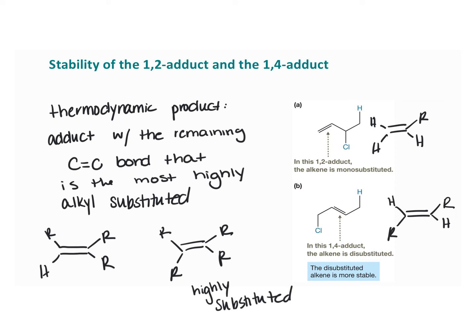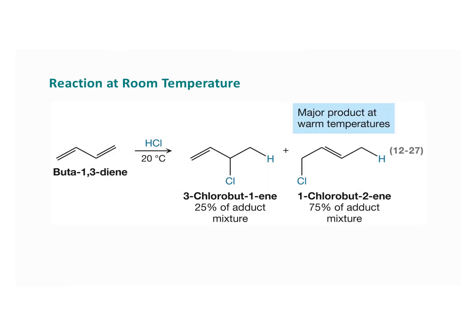thermodynamic product. When the reaction is carried out at room temperature under thermodynamic control, right, we see here that the 1,4 product of this reaction tends to be the major product, right? It's the most highly substituted. You still get a mixture, but that's the major product at room temperature. So it's the 1,4 adduct there because we have 2 R groups versus 1 R group around the double bond.